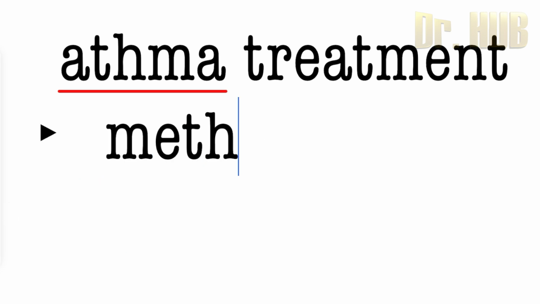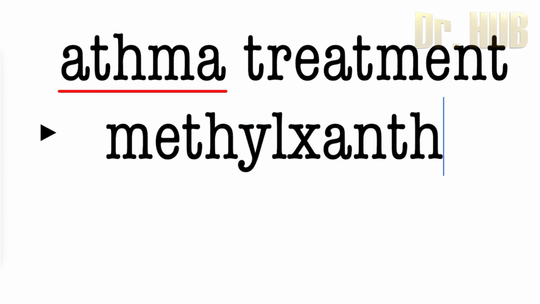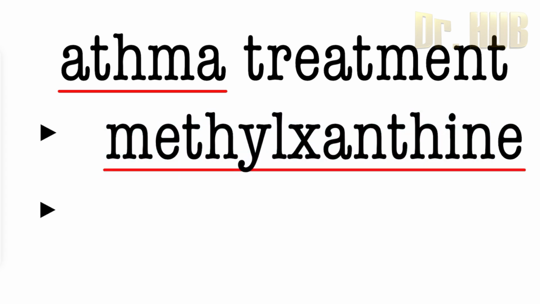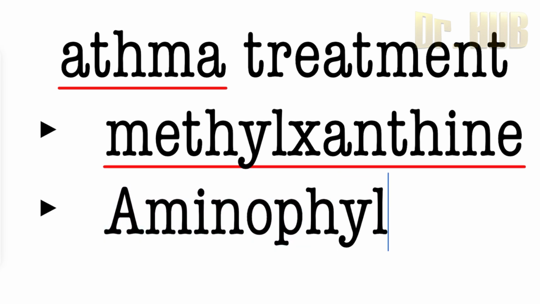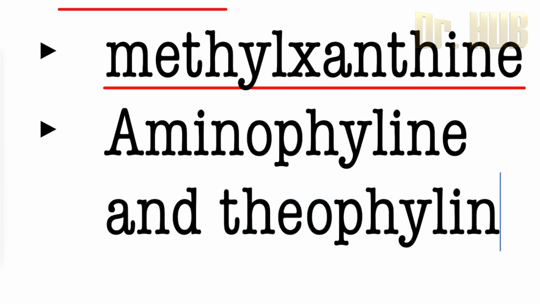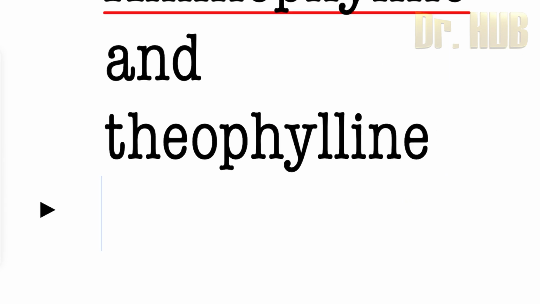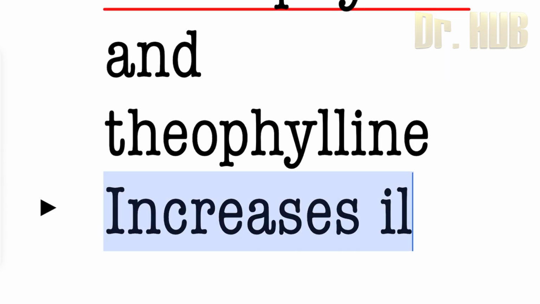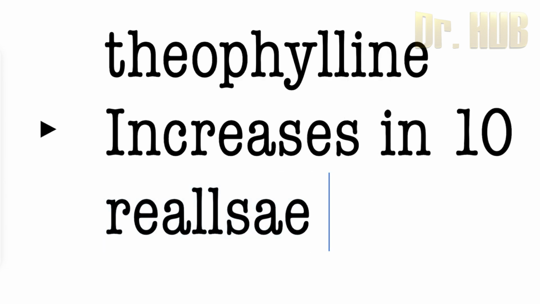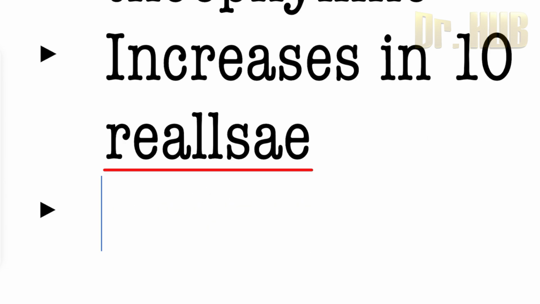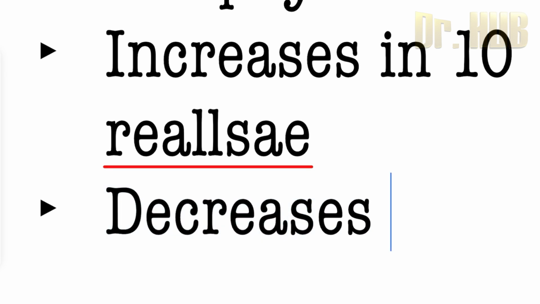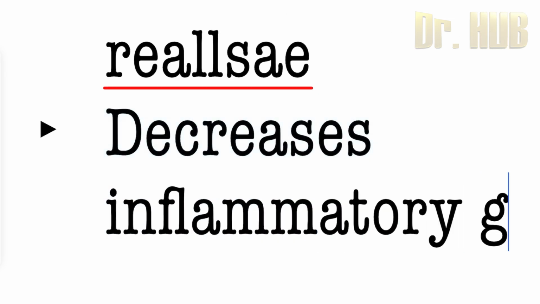So what is a methylxanthine? Methylxanthines are drugs that include aminophylline and theophylline. These drugs increase the IL-10 release and also decrease the inflammatory genes. So it increases one thing and decreases another: it increases the IL-10 release and decreases the inflammatory genes.